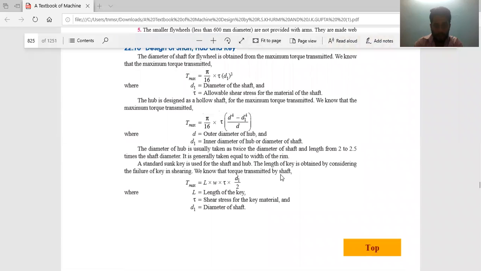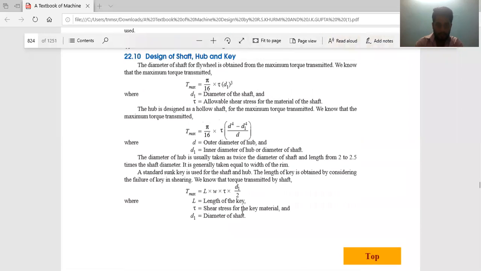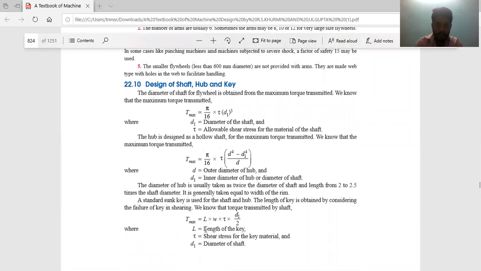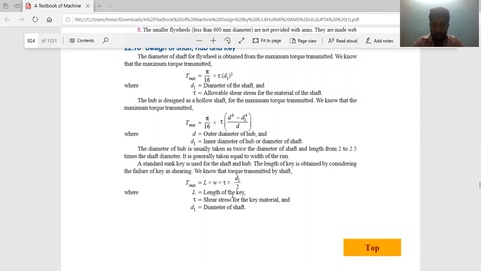So far what we have discussed is that we will be using a sunk key in order to connect the hub part of the flywheel with the shaft part. In order to use that sunk key, the length of the key which I will be requiring, I will calculate from this equation. That is, T max is equal to L into W into tau into D1 by 2, where D1 is the diameter of the shaft, W is the width, L is the length of the key, and tau is the shear stress for the key material.